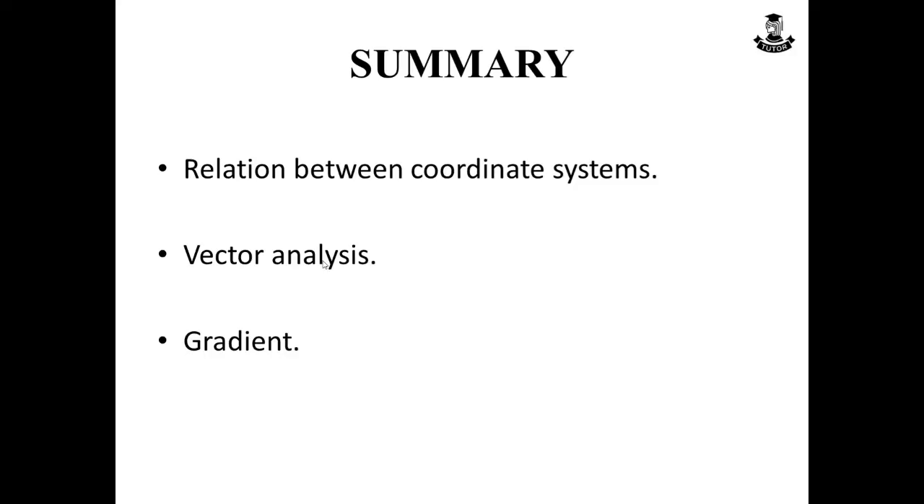So today we saw the relation between the coordinate systems, the vector analysis, and the gradient.